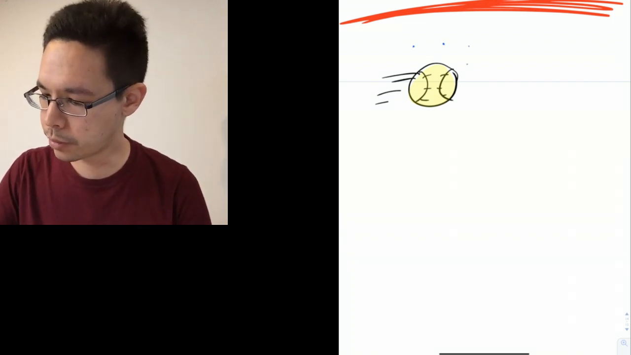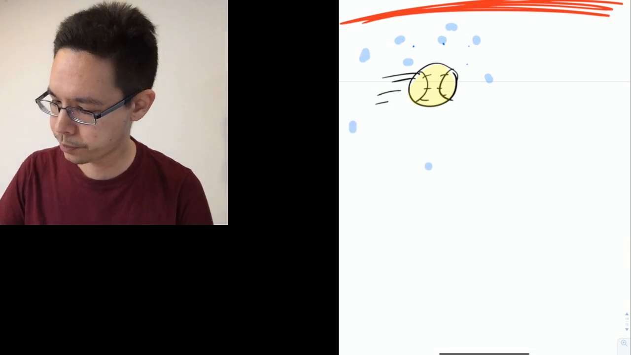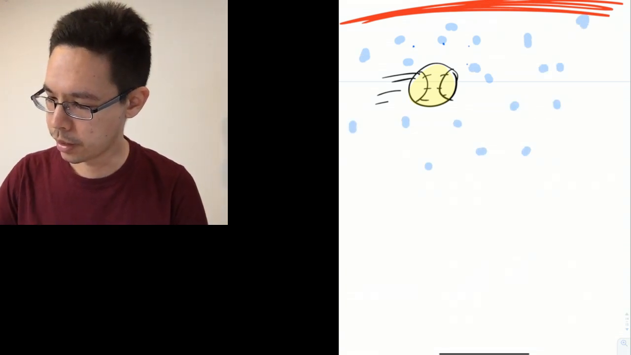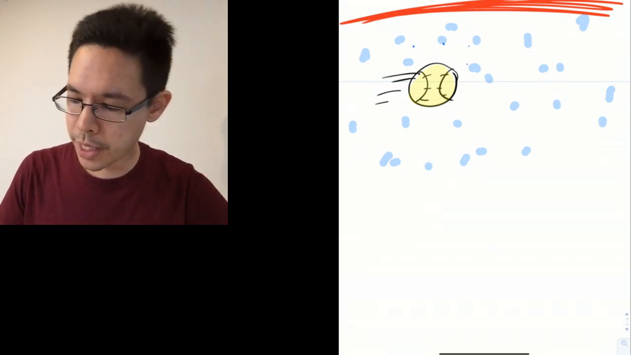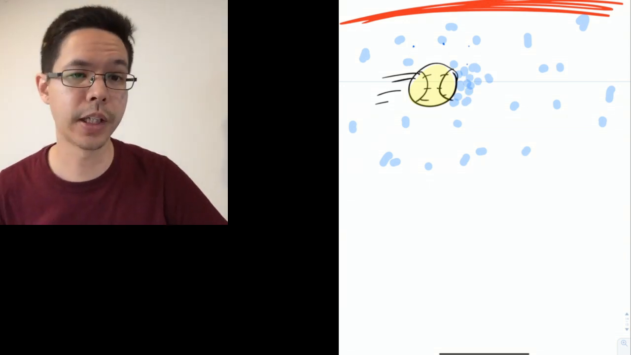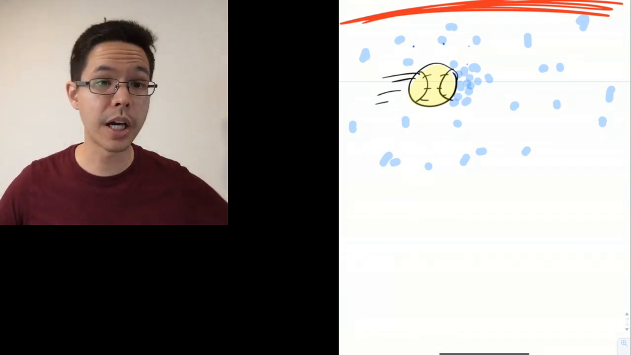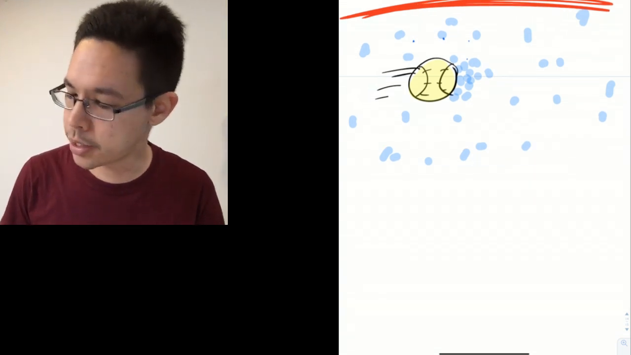Let me just change the color of that. So they are all around, and that ball has to pass through it, okay? The problem is that the faster you go, the more air particles get bunched up in front of you, which makes it harder for you to get through it all. So you have to push through. So that's going to slow you down.